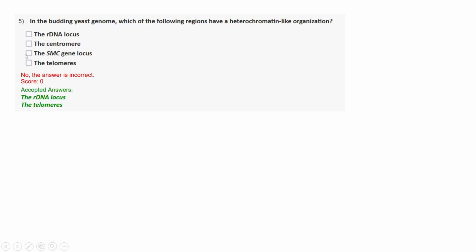The SMC option is also possibly correct, but I don't know why only two options are given. SMC stands for silent mating cassette, or I don't know whether it stands for the SMC protein which we discussed earlier in the mitosis process. If it is the silent mating cassette, then this option is correct. Otherwise, if it is the SMC that helps in chromatin condensation, then this option is incorrect. So this option is a little doubtful. Otherwise, it's the rDNA locus and telomere options; both of these are correct in this case.